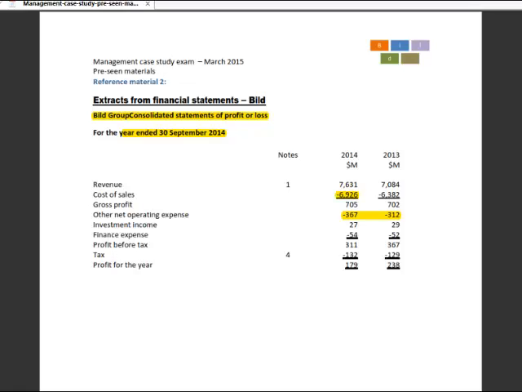The cost of sales is very high, and when we look further on, we'll see that cost of sales of 90% seems to be quite normal in this industry. So again, we need to understand that. The other operating expenses are increasing. They've gone up by about 50 in a year.